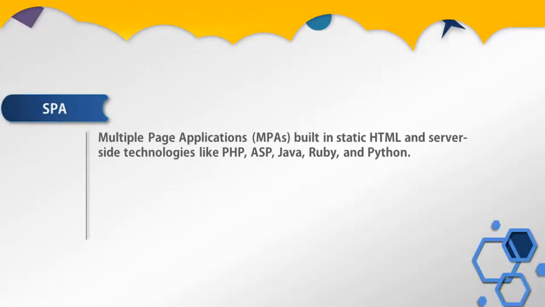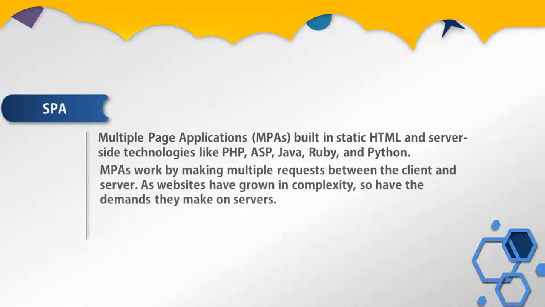Before the first single-page application framework appeared, the landscape was dominated by multiple-page applications, built in static HTML and server-side technologies like PHP, ASP, Java, Ruby, and Python. Multiple-page applications work by making multiple requests between the client and server. As websites have grown in complexity, so have the demands they make on the server.